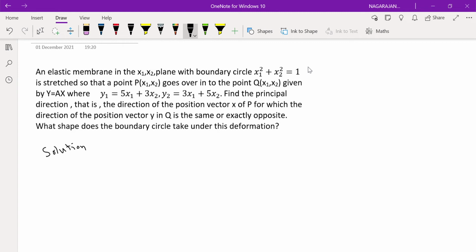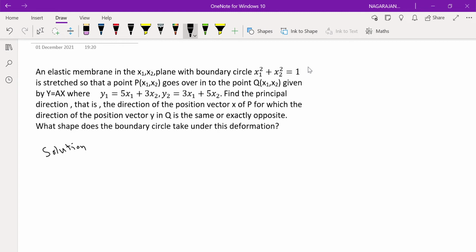Here the problem is: an elastic membrane in the x1 x2 plane with the boundary circle x1 squared plus x2 squared equal to 1 is stretched so that a point P of x1, x2 goes over into the point Q of y1, y2 given by y equal to Ax, where y1 equal to 5x1 plus 3x2, y2 equal to 3x1 plus 5x2. Find the principal directions, that is the directions of the position vector x of P for which the direction of the position vector y in Q is the same or exactly opposite. What shape does the boundary circle take under this deformation?